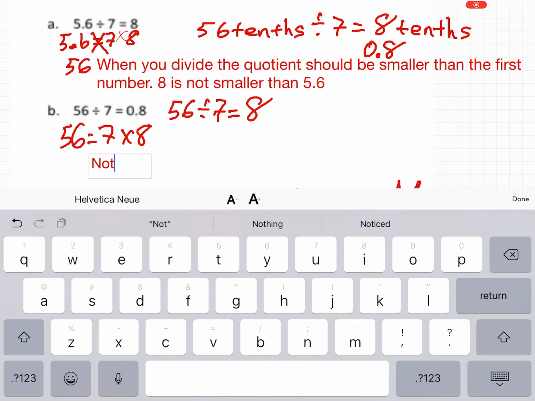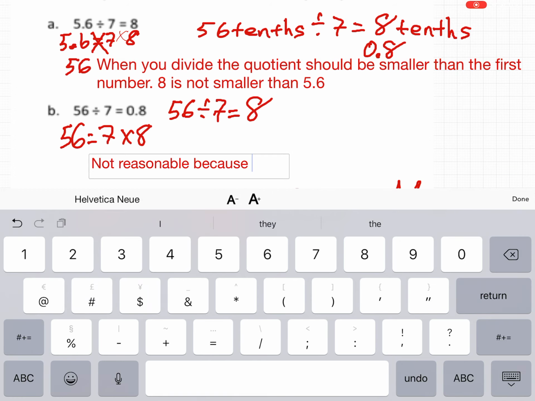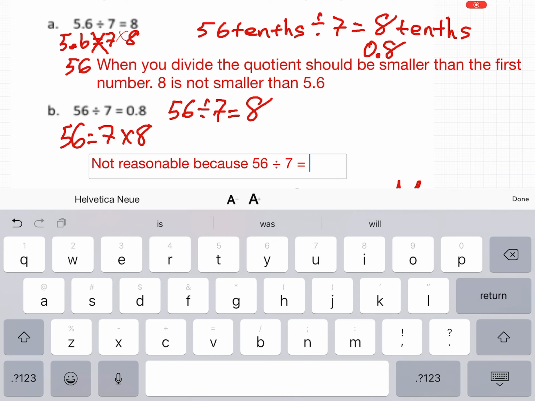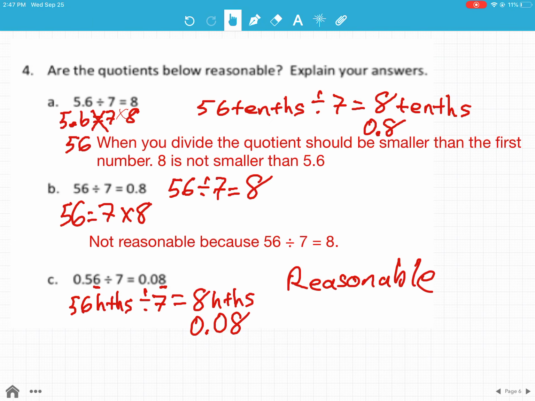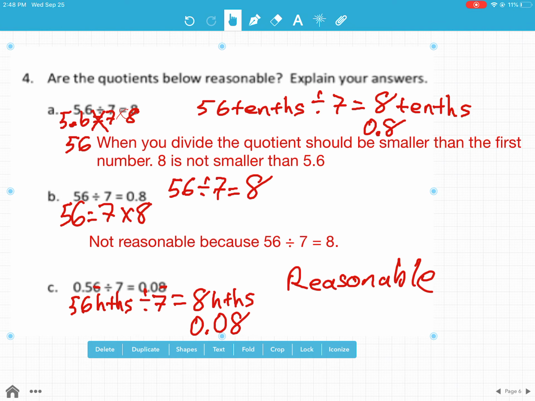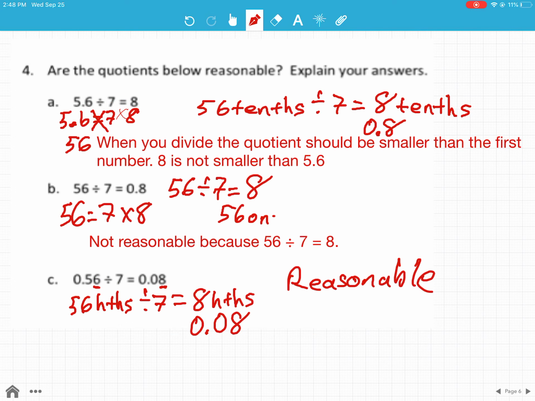Okay, we have to write that this is not reasonable. So we know it's not reasonable because it is 56 divided by 7, which is 8. We know that from our math facts. Okay? All right, another way to say it, it's 56 ones divided by 7 will give us 8 ones. And 8 ones is greater than 8 tenths.